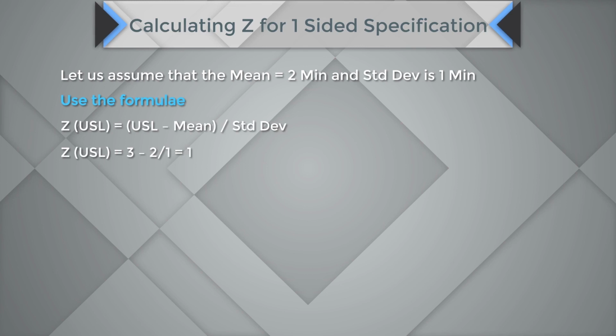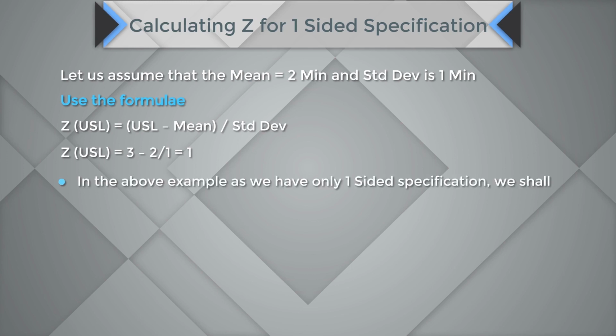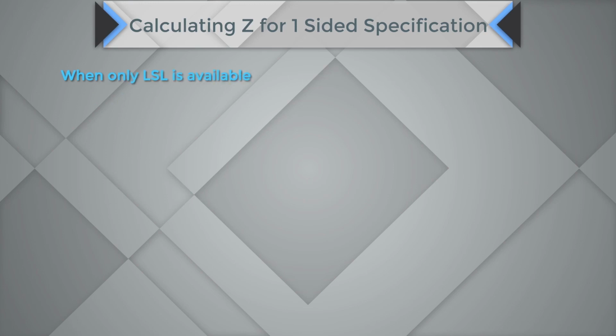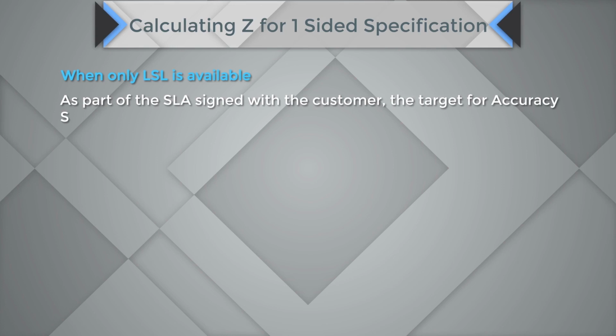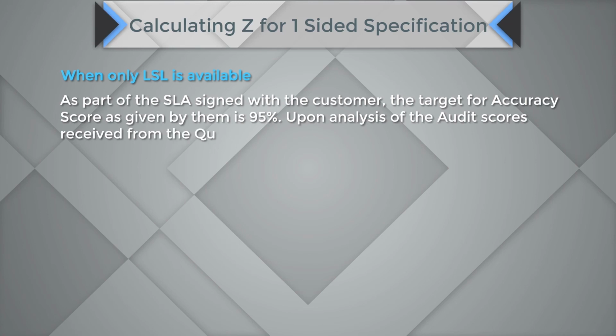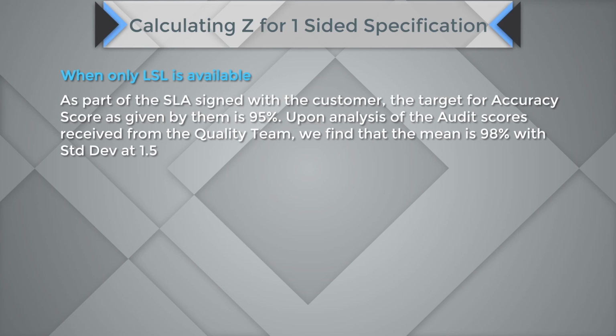So if this were the statistics provided to me, I now know that the Z on my upper side equals 1. Because I don't have two-sided specification, whatever Z I have received on my upper side shall be considered as the overall Z of the process. Similarly, if you have a lower specification limit available only, let's take another example. As a part of the SLA that I've signed with my customer, the target of the accuracy score was given at 95%. Upon analysis of the audit scores, which I received from my quality team, we find that the mean is at 98% with a standard deviation of 1.5.